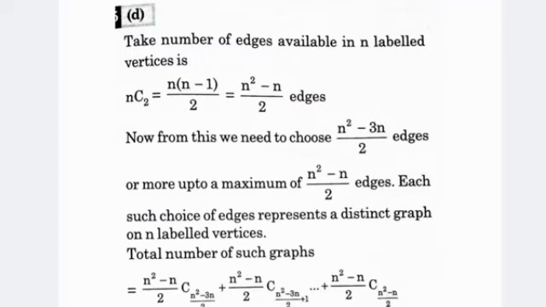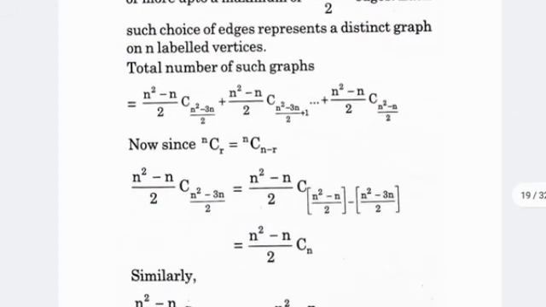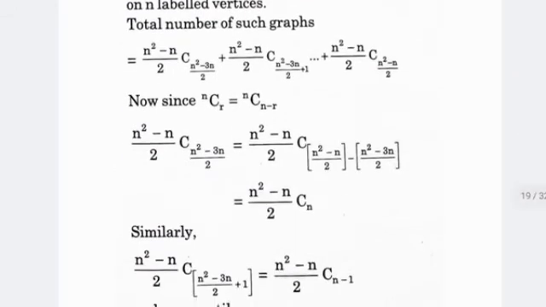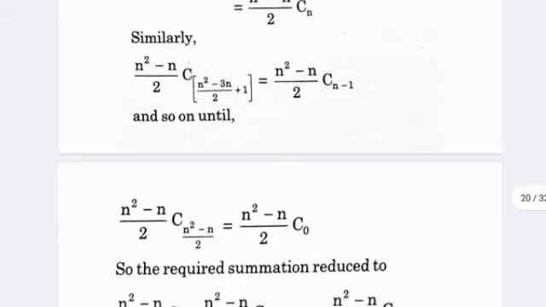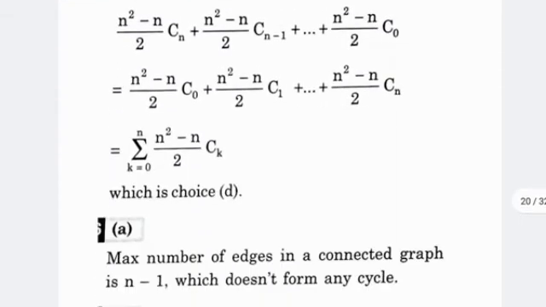Now choose the edges; they represent distinct graphs on labeled vertices. So the total number of graphs is given like this. Now after solving this equation, we get this equation, and it is shown in option D. So option D is your correct answer.